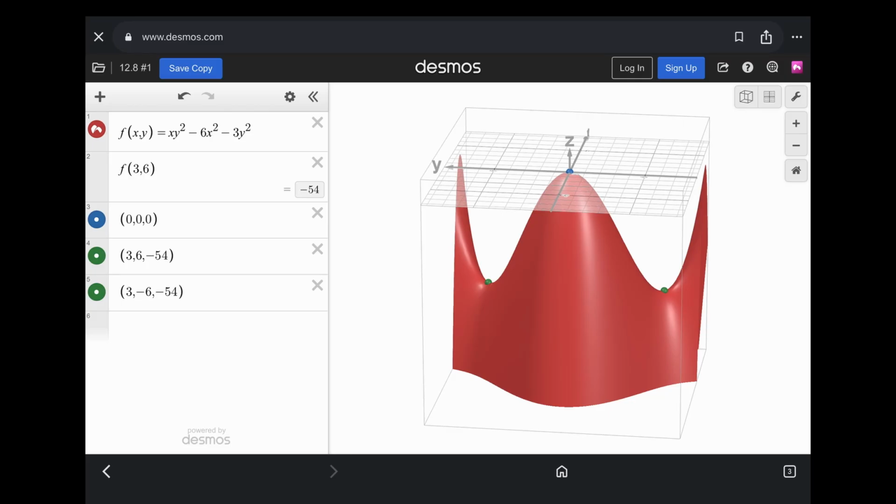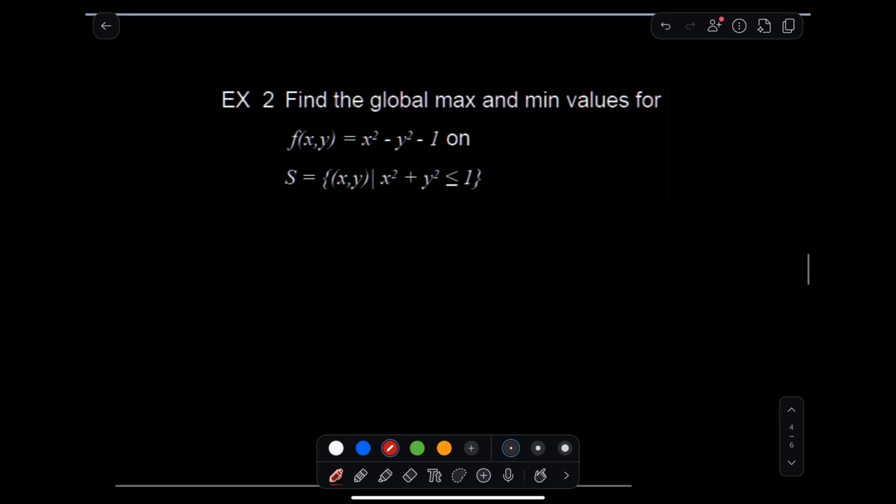Now, going to example 2, we want to find the global max and min values for this function on this interval. Not only are we going to be testing points within the boundary, but we're also going to be testing points along the boundary, right? So we have to be conscious of that. Feel free to try this one on your own and pause the video, and let's get right into it.